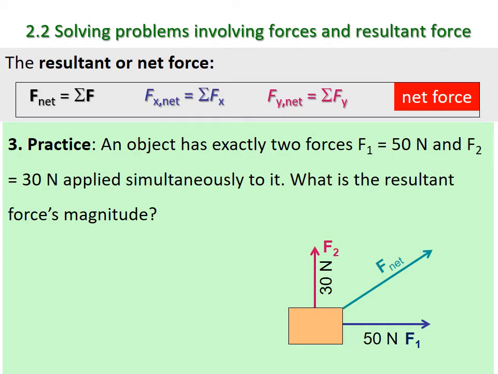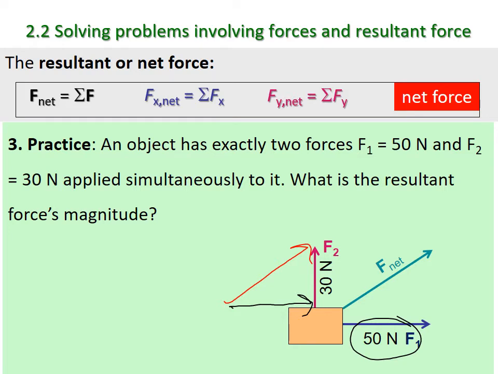Okay, practice problem number 3. An object has exactly two forces, F1 equals 50 newtons and F2 equals 30 newtons, applied simultaneously to it. What is the resultant force's magnitude? So these vectors are perpendicular to each other, and I will translate this 50 newton vector such that the head of this 50 newton vector rests against the tail of the 30 newton vector, and you can see why the resultant force is up in this direction.